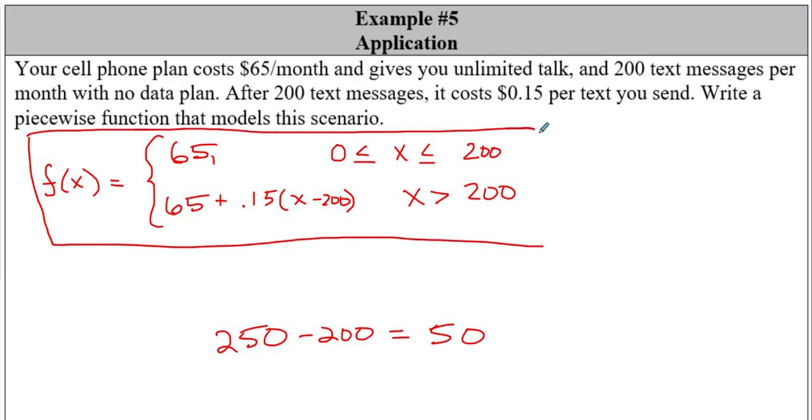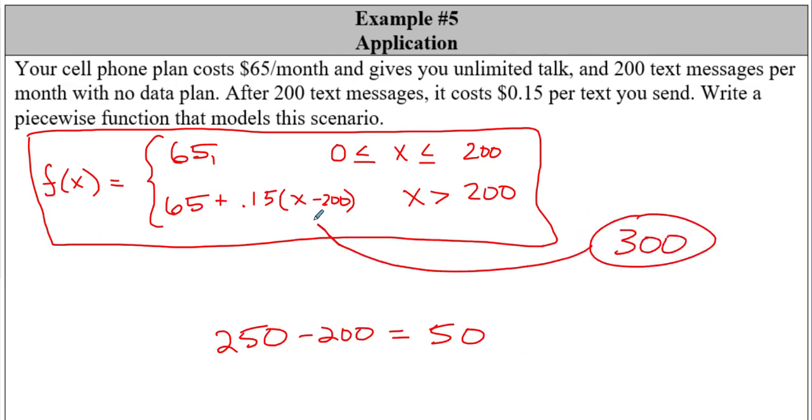All right, so now we have our fully modeled scenario. Boom, it is looking like this. And then if we wanted to ask, what is the plan cost if I sent 300 messages, we could simply plug this 300 into this x here and solve, and then we would get that dollar amount. Make sure you understand how that works, because you might see a question like that in the future.